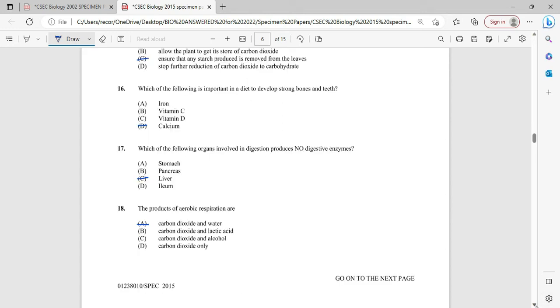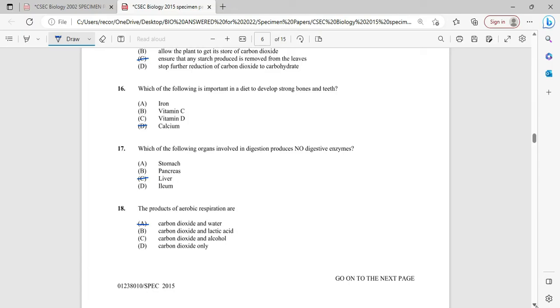16. Which of the following is important in the diet to develop strong bones and teeth? That's going to be calcium. Calcium has so many functions. It helps with the heartbeat, it helps with nervous responses, it helps with clotting, and it also helps with muscle contraction.